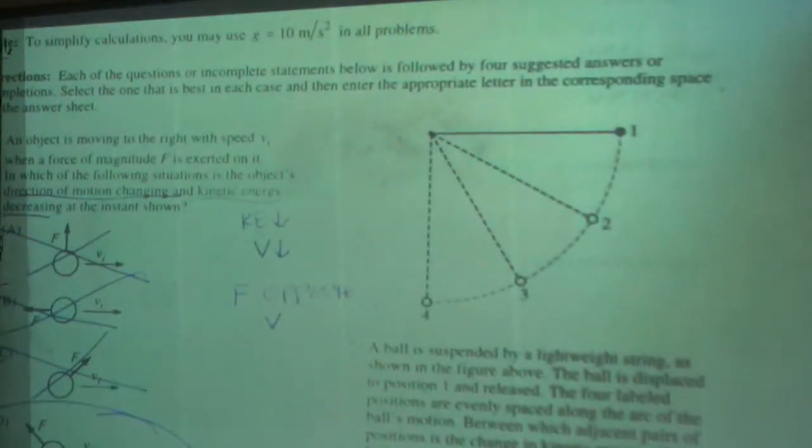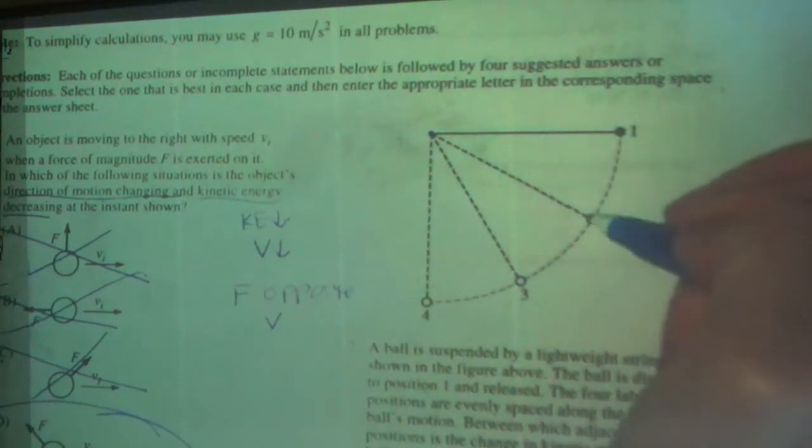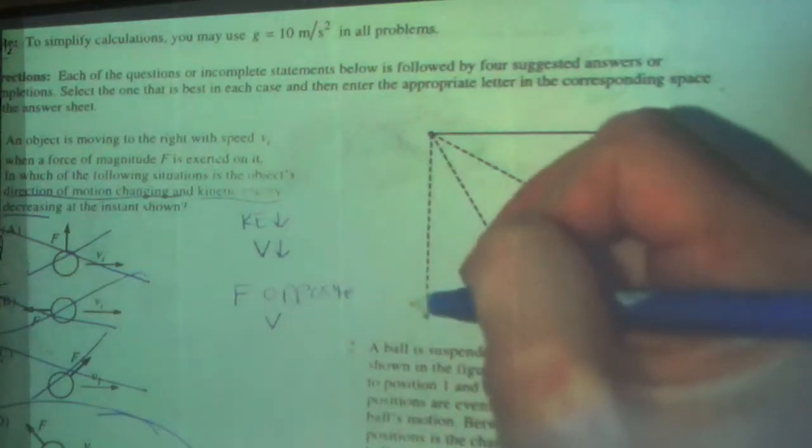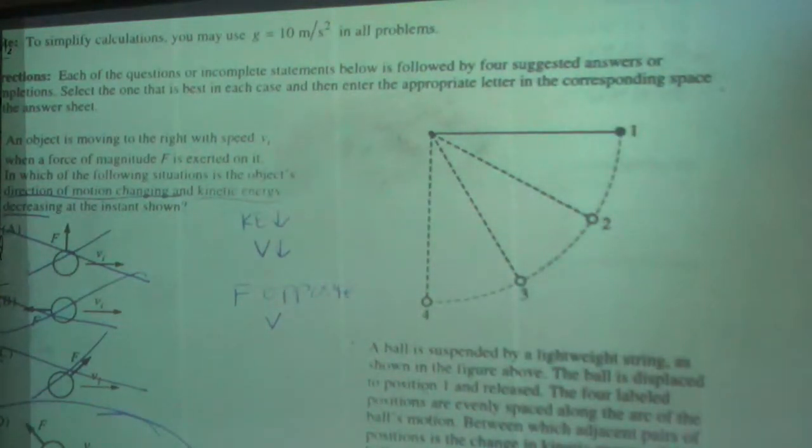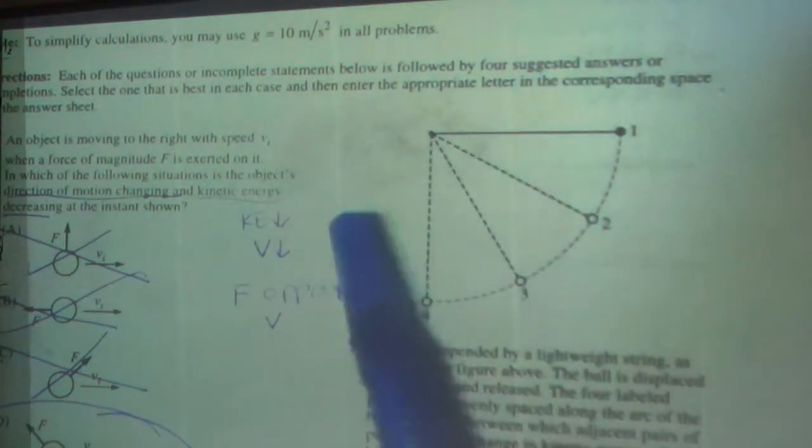Number 2, a ball is suspended by a lightweight string as shown. The ball is displaced to position 1 and released. The 4 labeled positions are evenly spaced along the arc of the motion, meaning like this angle measure equals this angle measure equals this angle measure. And we want to know between which 2 adjacent pairs, meaning like next to each other, is the change in kinetic energy the greatest.